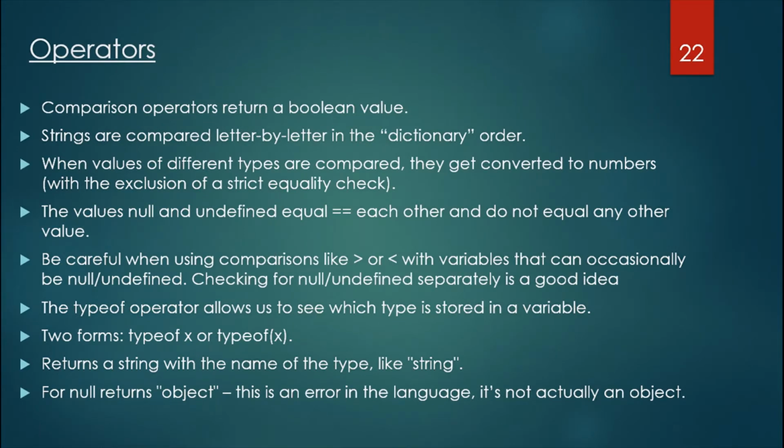So we are checking the type, whether it is a number data type or a string data type. Similarly, here we have null and undefined values also. If it is not equal to any other value, we have to check whether those values are null or undefined as well. Be careful when using comparisons like less than or greater than with variables that can occasionally be null or undefined. Checking for null and undefined separately is a good idea.